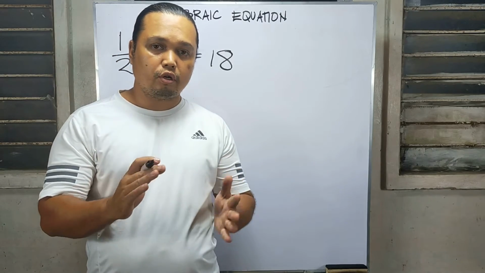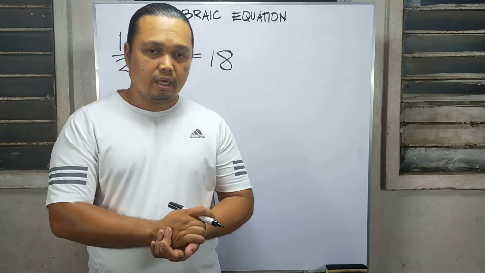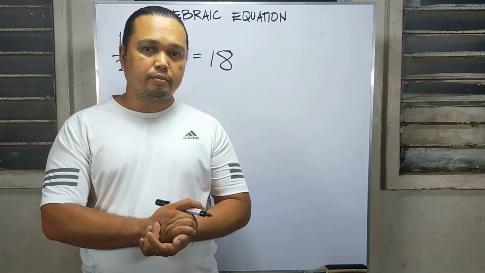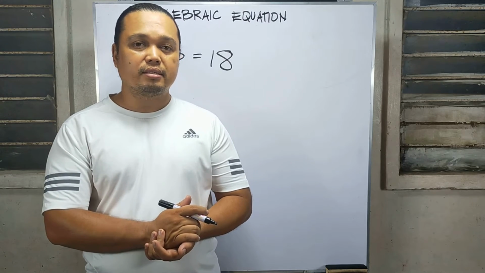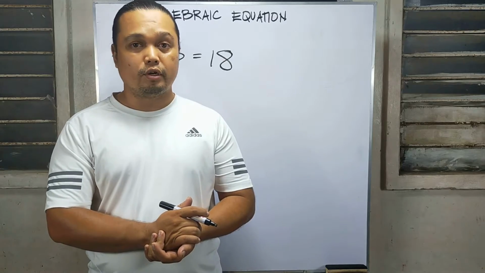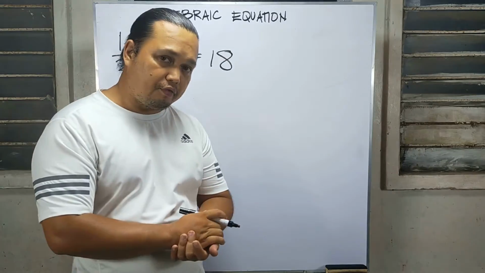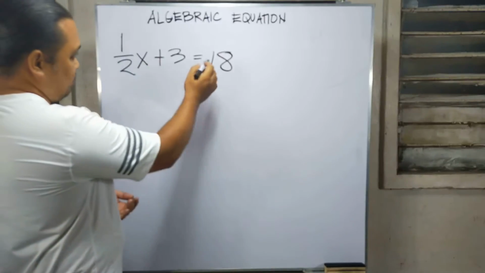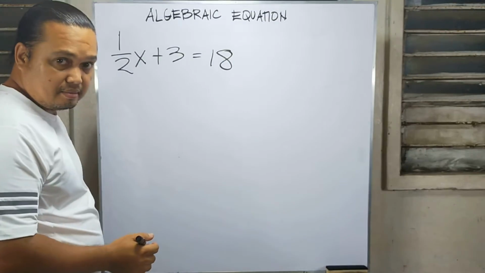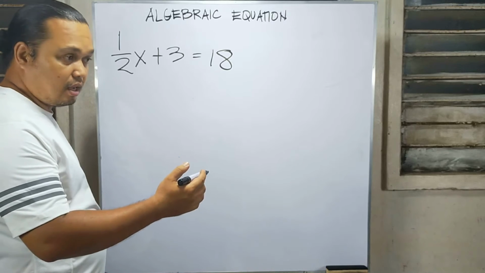Okay, this time we are going to do the opposite. This time we are going to interpret or translate an algebraic equation into a word phrase. Now here on the board, we have our first example: 1/2 x plus 3 is equal to 18. And that would be our word phrase.